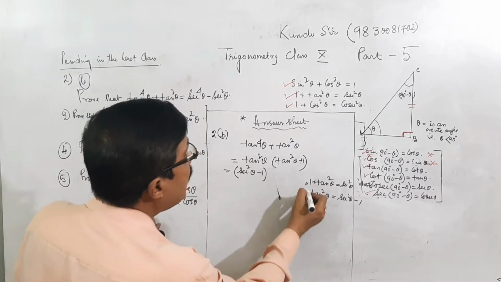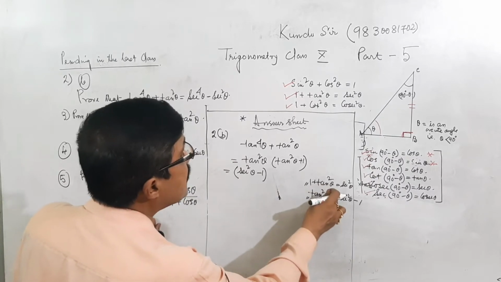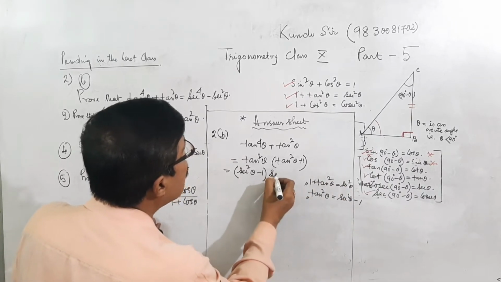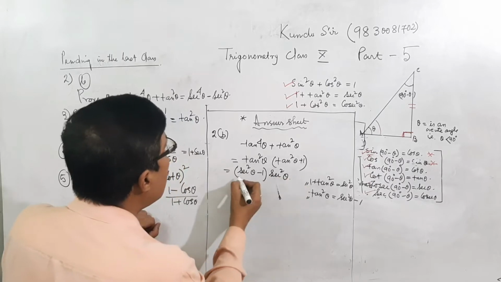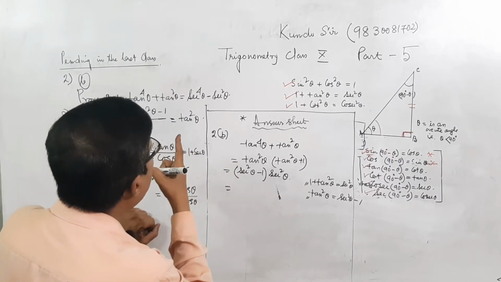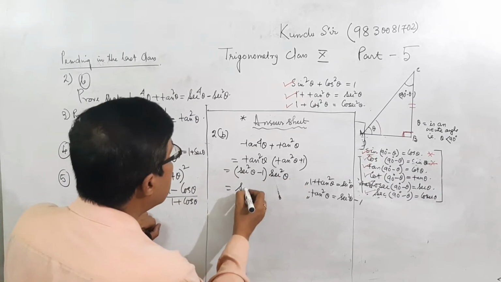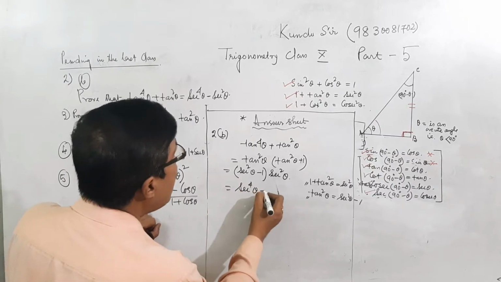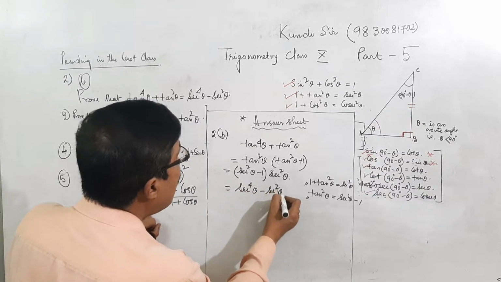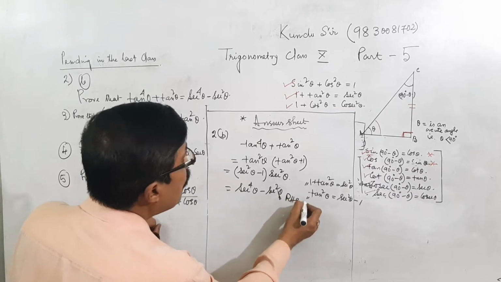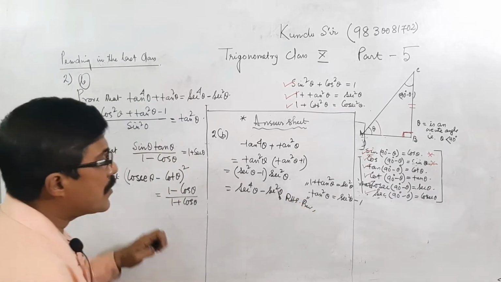Also I have written here that 1 plus tan square theta equals sec square theta. If we multiply, we will get the required answer, sec to the power 4 theta minus sec square theta, the right-hand side. Proved. Once again I am explaining.